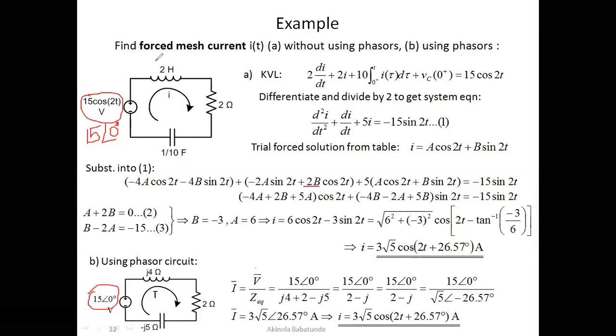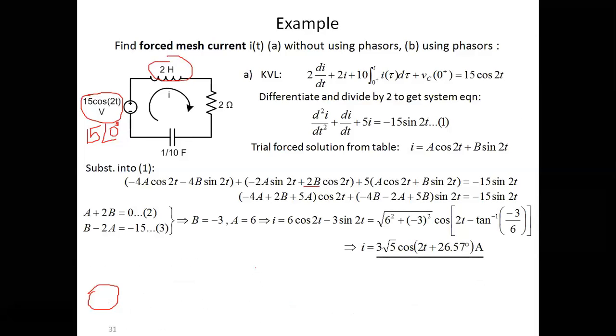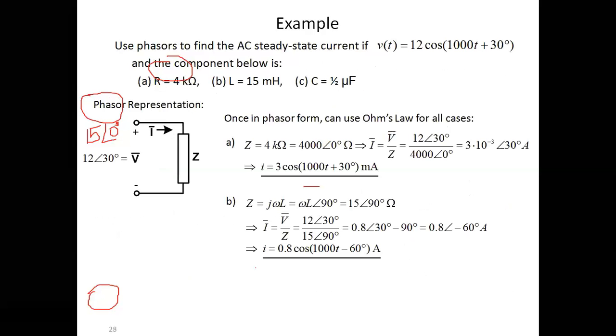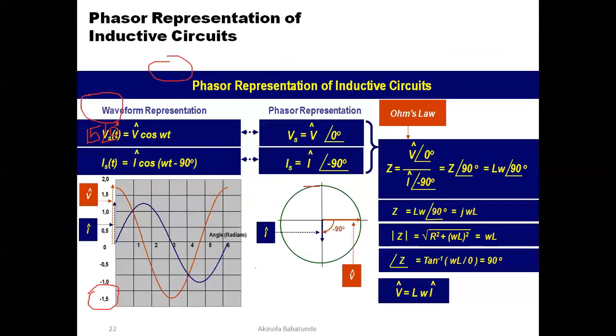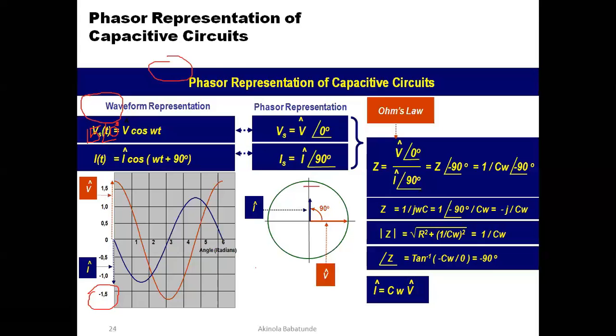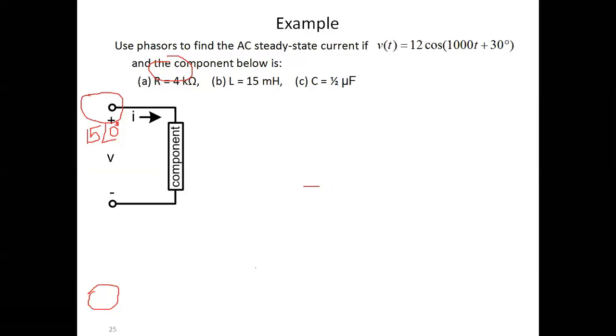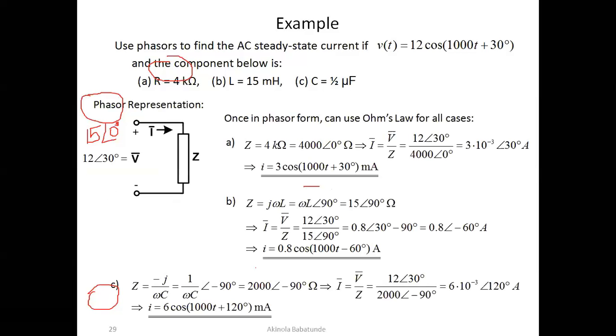The next thing will be to convert this 2 henry to phasor representation. XL, which is the reactive component of the inductance, is usually equal to jωL. Let me quickly show you that. So the impedance for the inductor is going to be jωL, as you can see here. And for the capacitor, it is usually 1 over jωC, which is simply minus j over ωC. I just needed you to remember that.